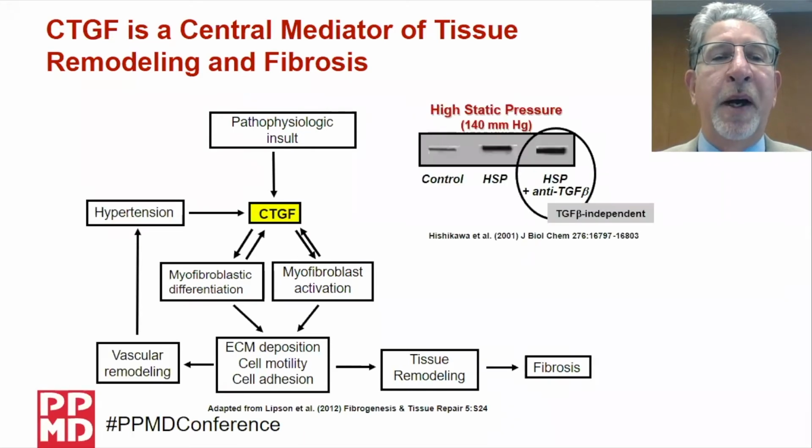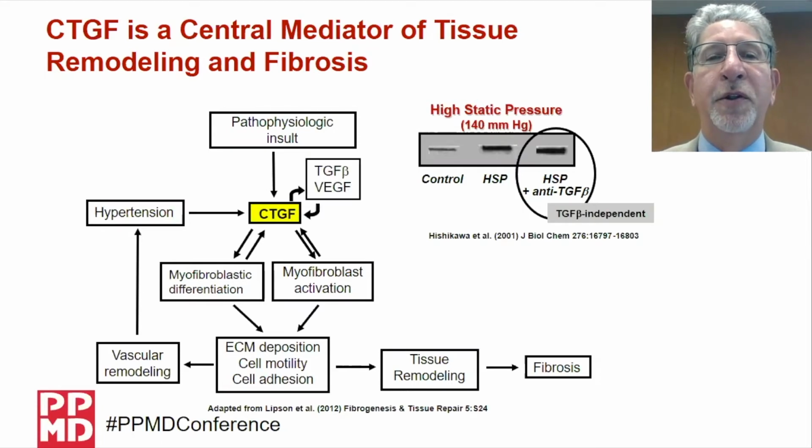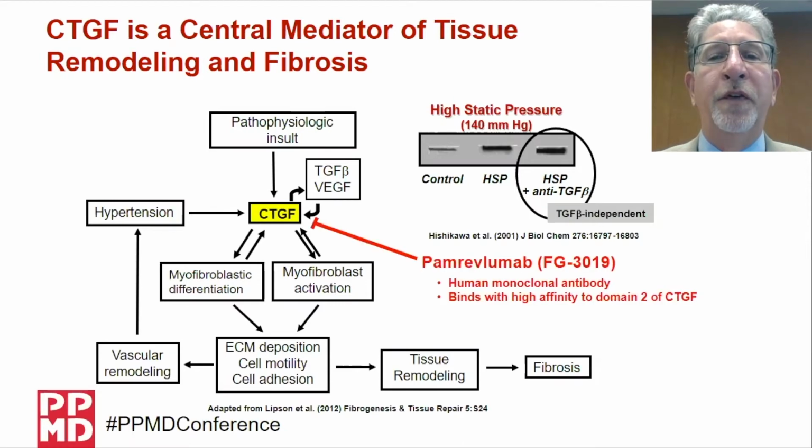Now, if the tissue remodeling occurs in the vasculature, it can create local hypertension. And this local hypertension can induce the formation of more CTGF. So there's a positive feedback loop here that leads to the progressive nature of fibrosis. There are other positive feedback loops as well with CTGF at the center. So our goal of treating with Pamrevlumab is to break these positive feedback loops, and by doing that, stop the progressive nature of fibrosis.